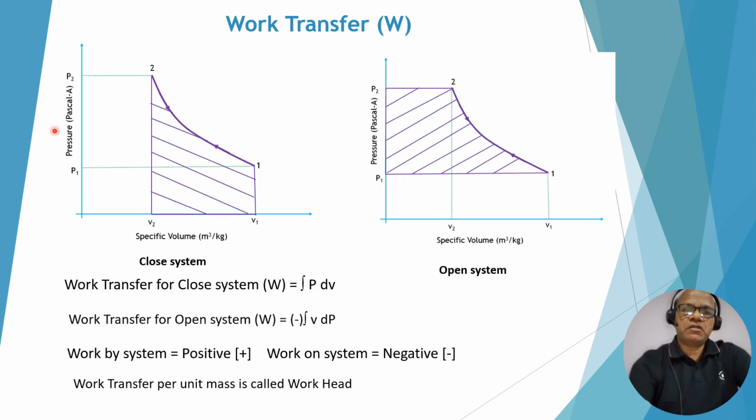Work transfer for the closed system is written as integration of P dV. For the open system, it is written as minus integration of V dP. For the closed system, it is the area under the curve on the x-axis. For the open system, it is the area under the curve on the y-axis. Work done by the system is positive, work done on the system is negative, and work transfer per unit mass is called the specific work.